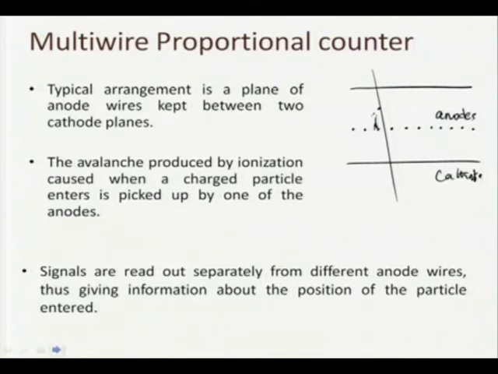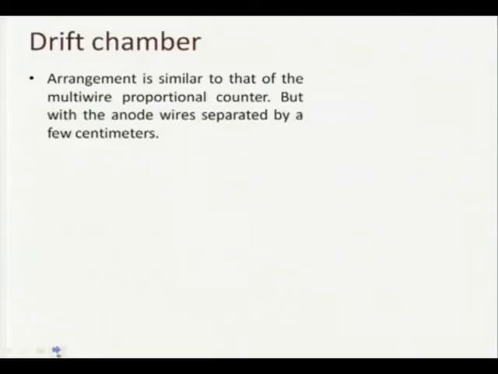So, we know which of the anode wires is picking up the avalanche, or the shower from the ionization of the gas, and from that we will know roughly which way the particle has passed through. Okay. So, this is additional information that you can get.